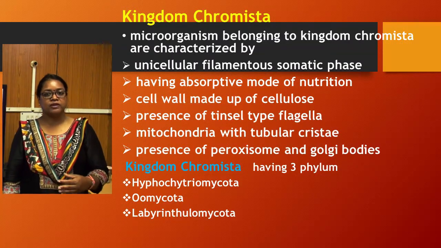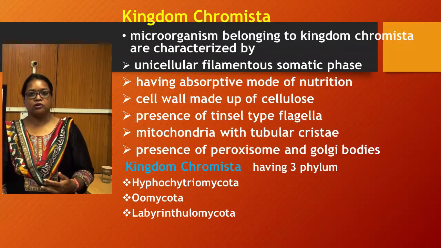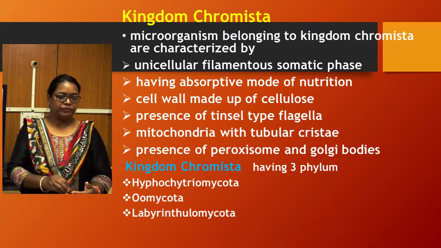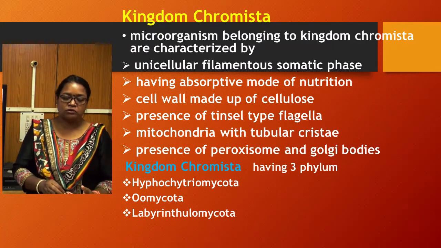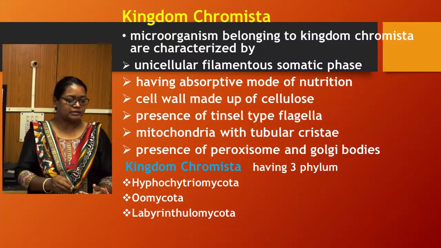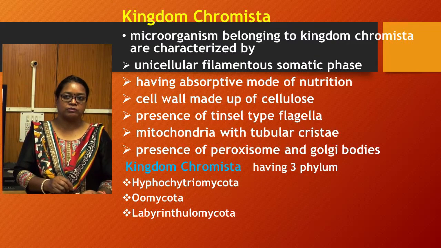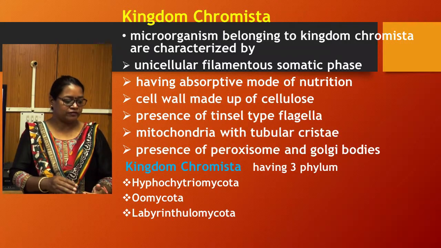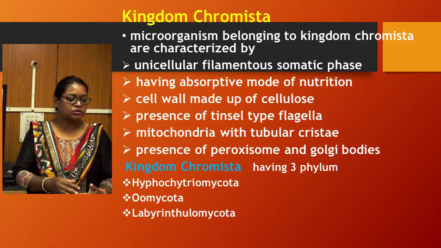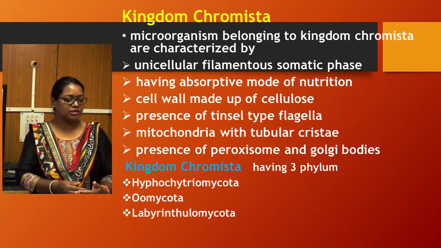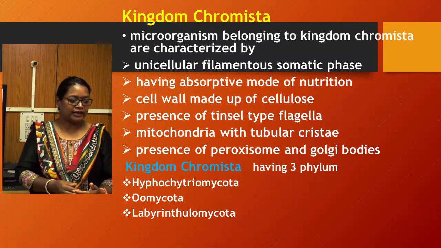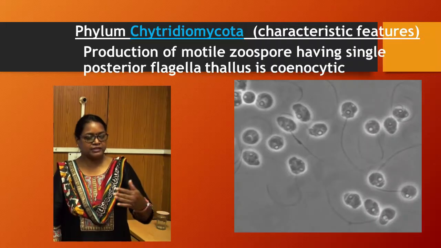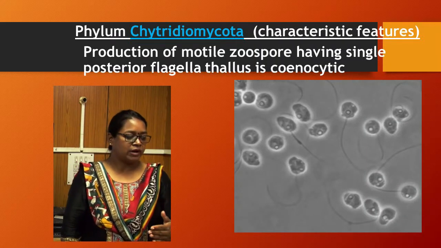They have absorptive mode of nutrition. Their cell wall is made up of cellulose. They have tinsel type of flagellum for locomotion, and their mitochondria have tubular cristae, and presence of peroxisome and Golgi bodies. This kingdom is divided into three phyla. First phylum is Hyphochytridiomycota, second important phylum is Oomycota, and third phylum is Labyrinthulomycota.